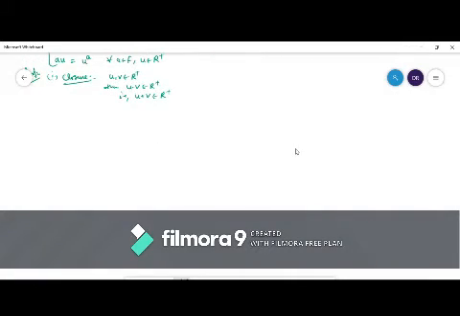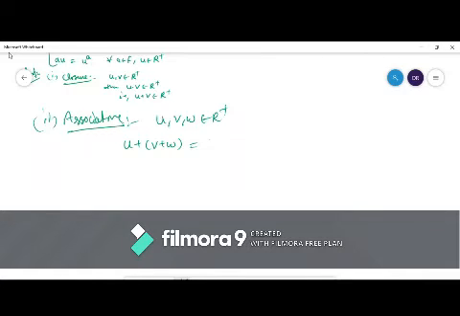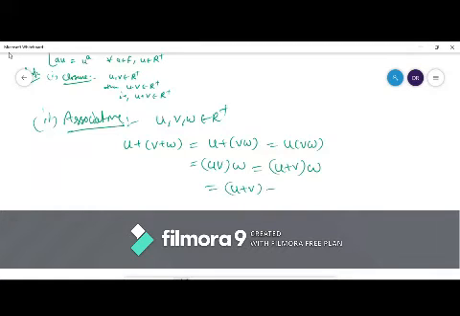Next one is associative. U, V and W belongs to R plus, then U plus V plus W can be written as U plus V into W, this is U into VW, because multiplication is associative over real, so we can write U into VW as UV into W. This can be written as U plus V into W, and this is equal to U plus V plus W. Hence addition is associative.